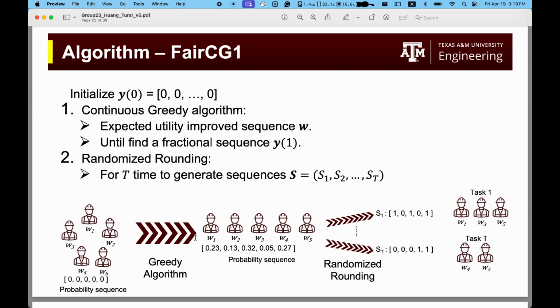So here is the summary of the first algorithm. First, we initialize a zero sequence, and then we calculate the expected utility improved sequence W, and use the greedy algorithm until we find a fraction sequence Y of 1. Then we run randomized rounding t times to generate the sequences S1, S2, up to ST. Here is a basic figure to illustrate how it works.